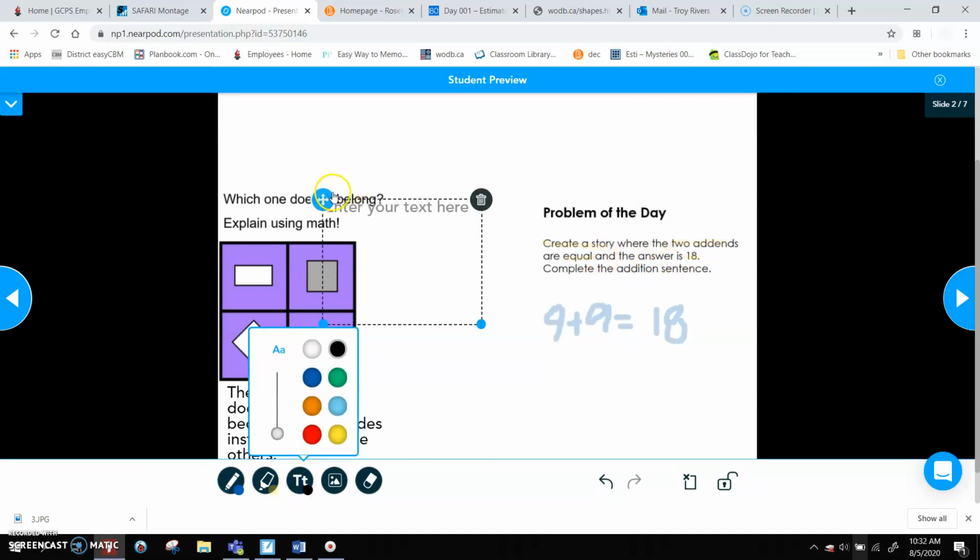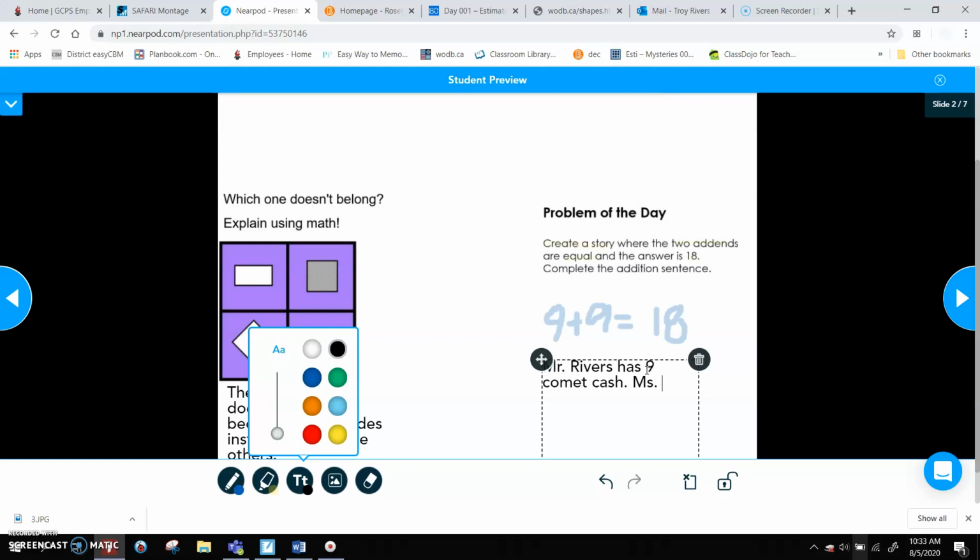So I'm going to get my text tool. I have to think about a story, kind of like a word problem that I could use to show that. So I'm going to say Mr. Rivers has 9 Comet Cash. We'll say Miss Price also has 9 Comet Cash. How much do they have? I'm just going to say together.